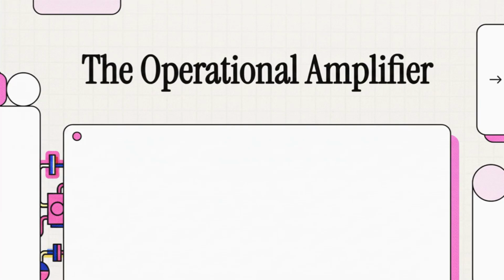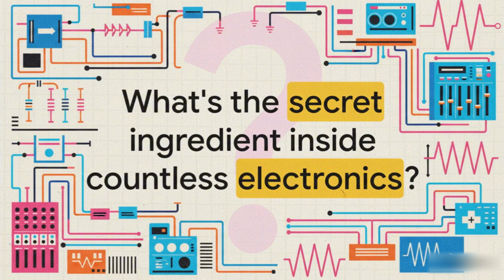Today, we're going to dive into one of the most versatile, most fundamental building blocks in all of modern electronics, the operational amplifier, or as most people call it, the op-amp. We're going to break down its core principles and show you just how this tiny component powers so much of the world around us.